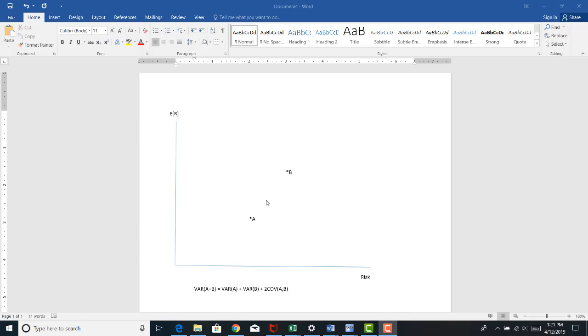If I were to draw a line between these two dots, many of you would say, well, if we put 50% in A and 50% in B, we would just be here, right in between. Does that make sense? That's a reasonable assumption. However, there's a statistical property, a law actually, that says that the variance of A plus B equals the variance of A plus the variance of B plus 2 times the covariance.